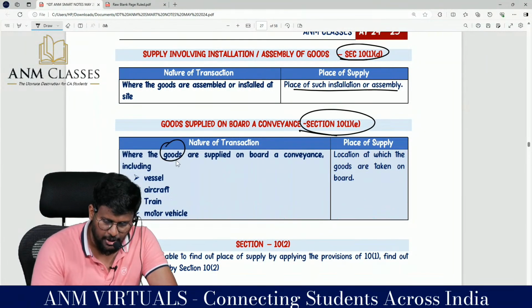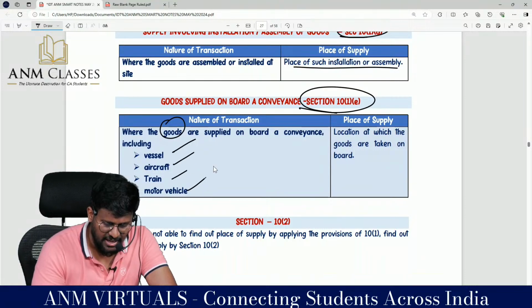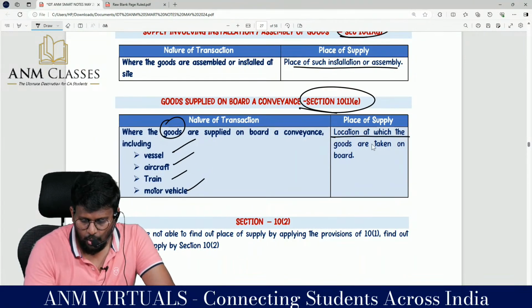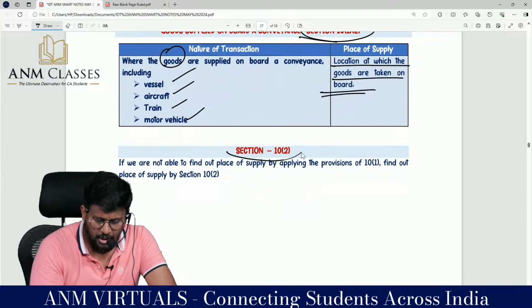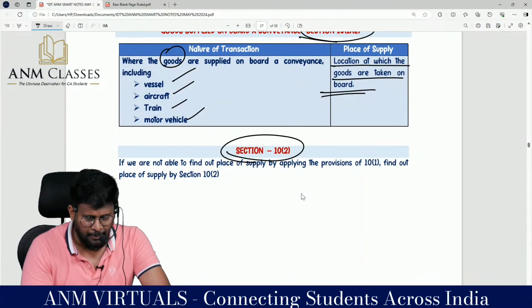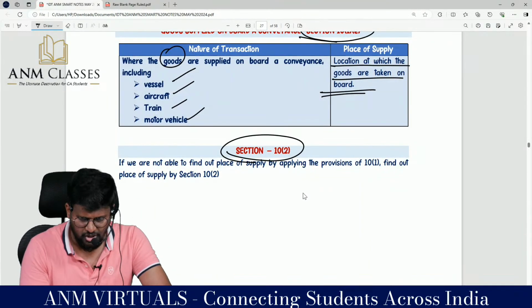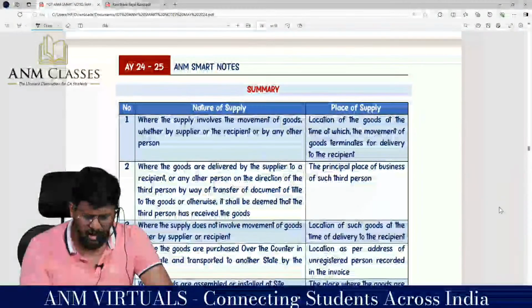10 subsection 1 clause E. Where the goods are supplied on board, including vessel, aircraft, train or any vehicle, the location at which the goods are taken on board is the place of supply. If you are not able to find out the place of supply by applying the provisions of 10 subsection 1, please apply the provisions of 10 subsection 2. Comfortable? Yes sir. Yes sir.